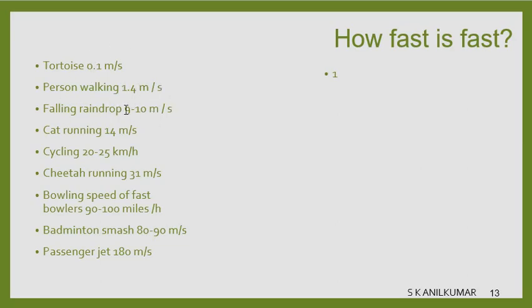Raindrops fall at 10 meter per second. That means raindrops are faster than a man. A cat can run 14 meter per second. Cat is faster than the rain. Cycling is 25 kilometer per hour. Cheetah is 31 meter per second. Bowling in cricket is 100 miles per hour. Badminton or squash, when you hit a ball, it is 90 to 100 meter per second, faster than the cheetah. Passenger jet is 180 meter per second.